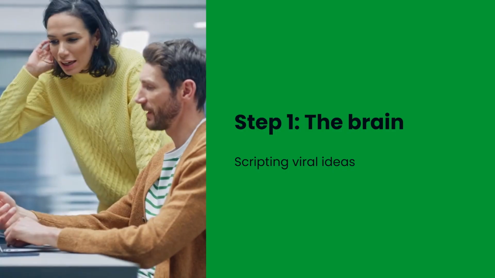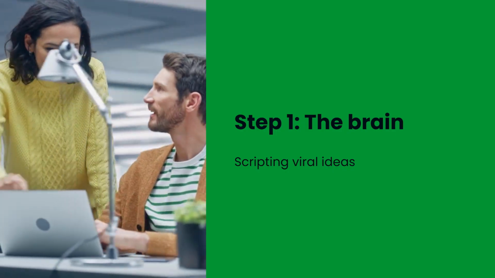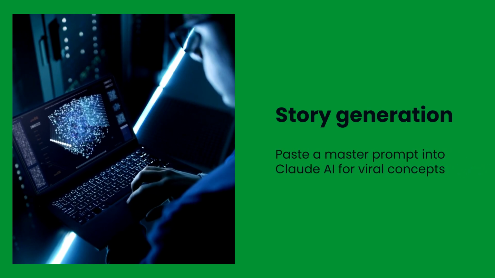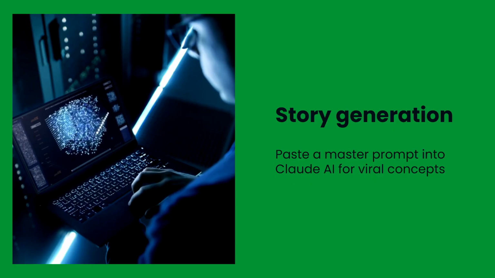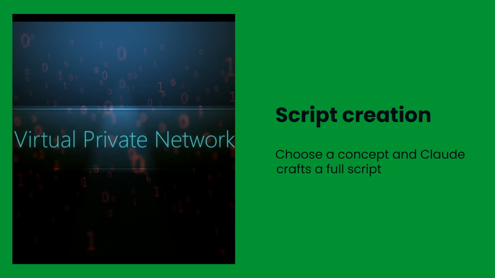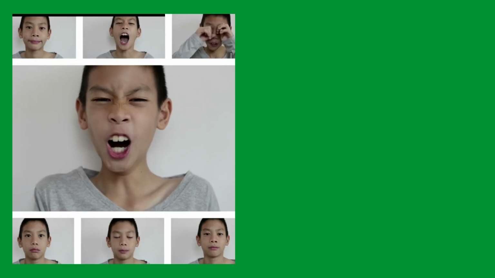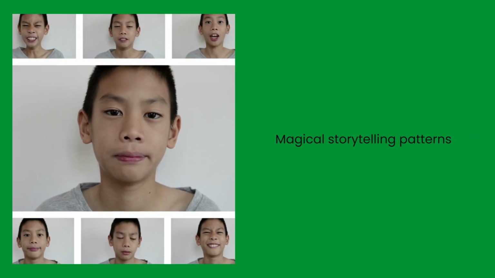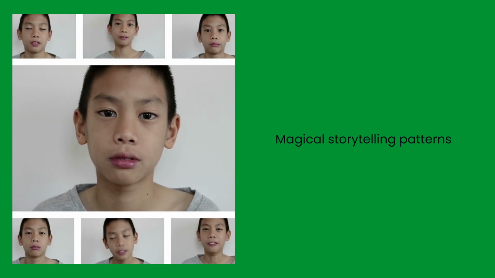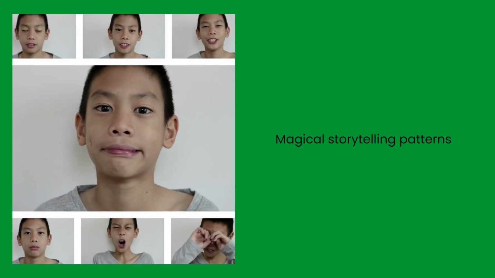Step 1 is the brain, scripting and viral ideas. Start by building an irresistible story. Paste the master prompt into Claude AI on the free plan and watch it generate 5 viral concepts. Choose one, and Claude crafts a full 2 to 3 minute script. Whether you're making kids content, horror stories, or documentaries, this handles the magical storytelling patterns that grab attention and drive engagement.